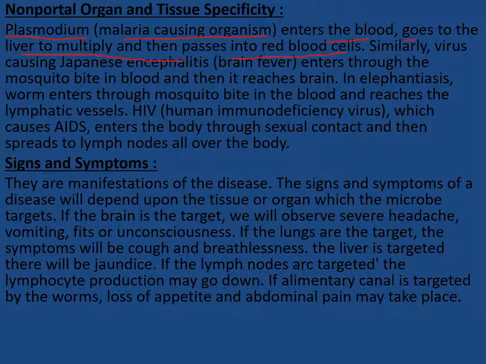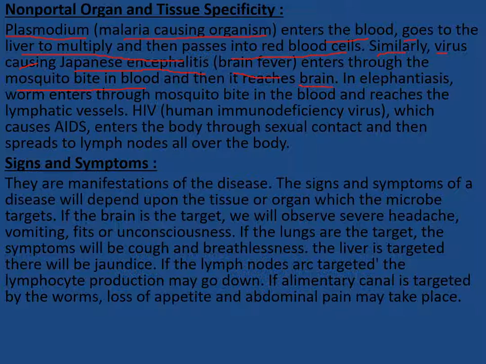That means these Plasmodiums are carried by the female Anopheles. After the female Anopheles bites our body, it enters the blood, then goes to the liver, and the multiplication of the Plasmodium is done inside the liver, and then it is transported to the red blood cells. Similarly, viruses causing Japanese encephalitis, that is brain fever, enter through a mosquito bite into the blood and then reach the brain.